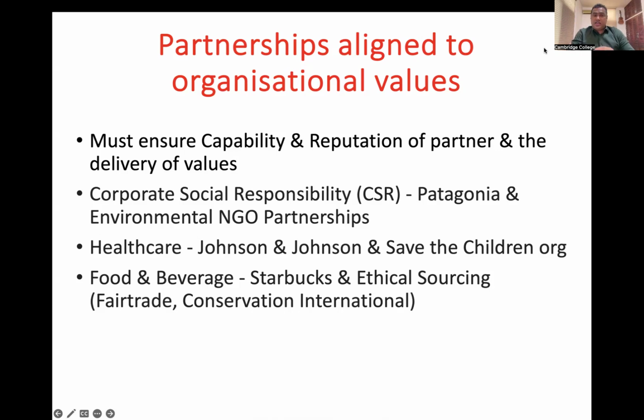And that is important, especially if you're a global organization, a manufacturing organization. You need to look at a few levels of suppliers who supply to you to see whether they are compliant to all the regulations, the sustainability efforts, and the practices that you have put in place as an organization. You must ensure capability and reputation of partners and the delivery of values. This is why when you're looking for partners, distributors, suppliers, agents, wholesalers, you need to see whether they can live up to the brand reputation and the company's brand values.